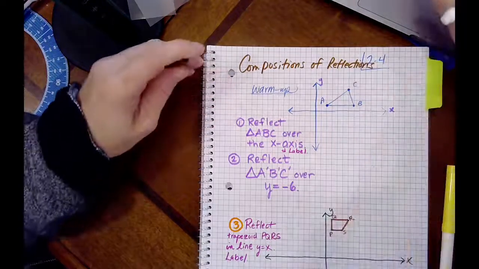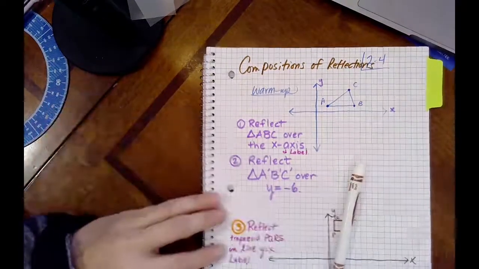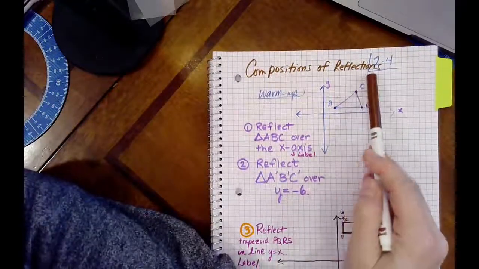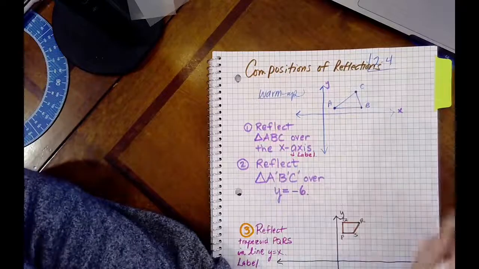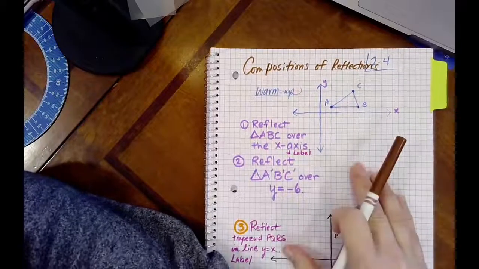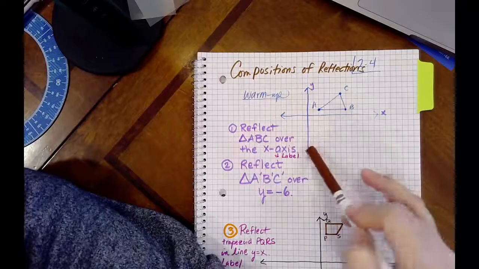Okay, I made a mess. Okay, so compositions of reflections. Let's start with a warm-up activity, and it actually has a point. I want to see this in your notes. So go ahead and draw your X and your Y axis.